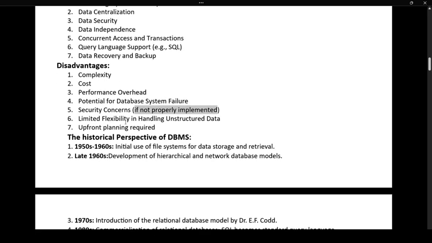Then coming to the limited flexibility in handling unstructured data. As we know, the database management system is mostly best for structured data, meaning the data which can be transformed in the form of tables, I mean, in the form of rows and columns. For example, if some data cannot be adjusted in the form of tables, such type of data is not used with the database management system.